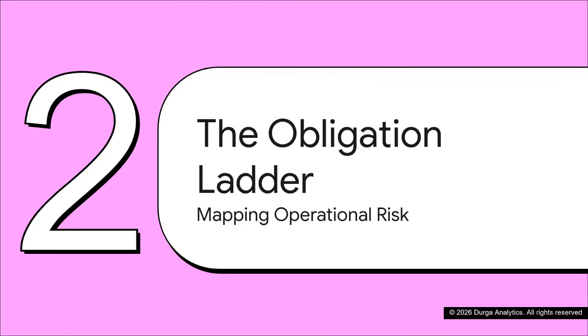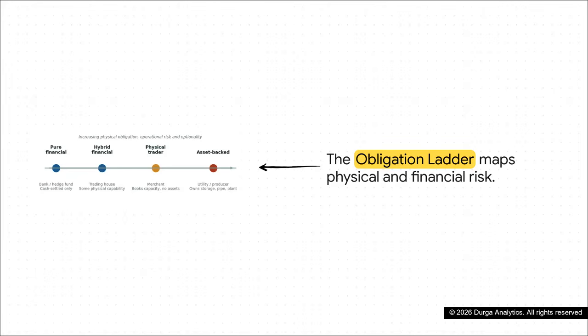Section 2. The Obligation Ladder, Mapping Operational Risk. To survive out there, we need to view these trades not as a simple binary choice, but as a spectrum of risk. Think of it as an obligation ladder. It ranges from pure financial swaps on rung 1 all the way to full asset-backed obligations on rung 5. And here's the kicker. Each step up that ladder inherits every single failure mode of the rung before it and adds a brand new, catastrophic way to fail.